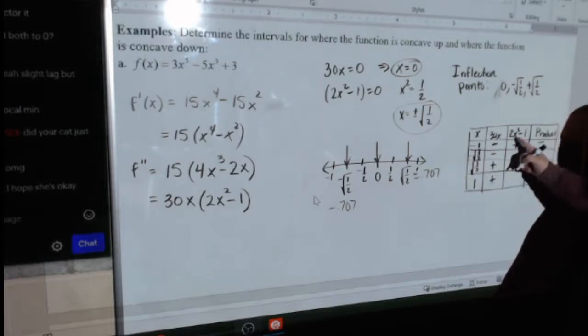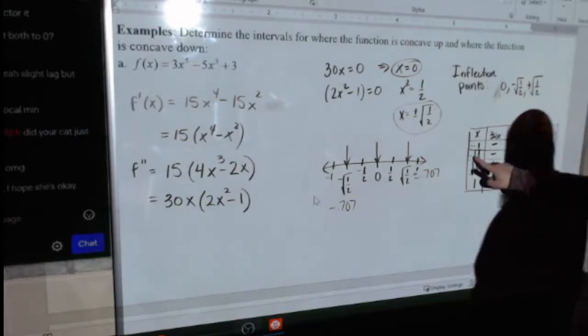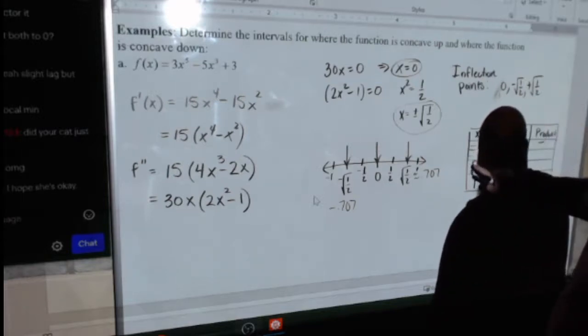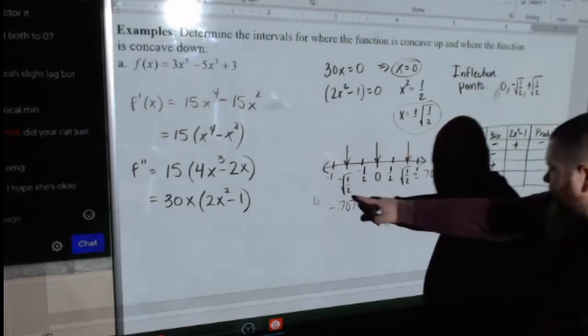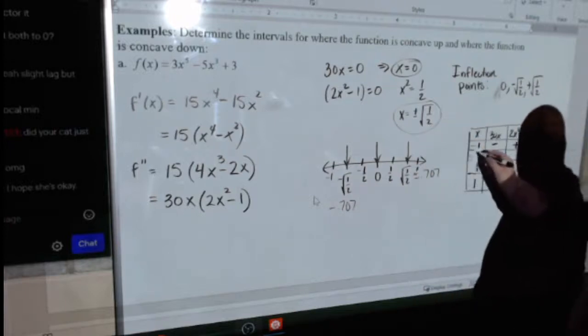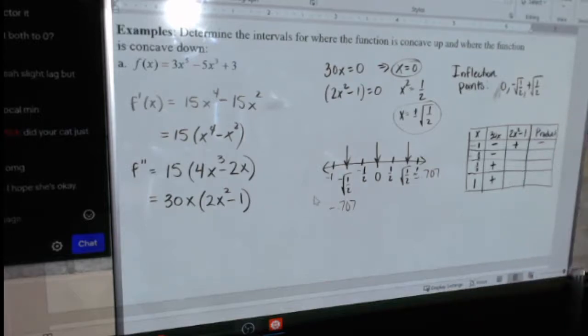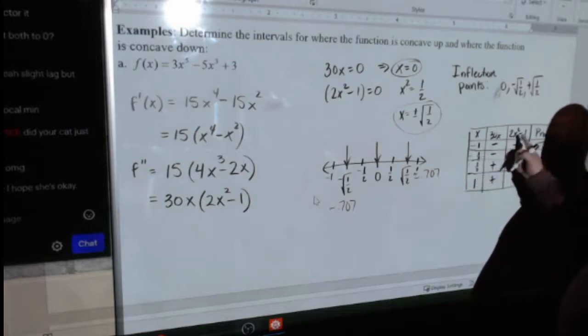Plug in a negative 1/2. Well, I square the square root, I get 1/2. 2 times a half. Oops, I plugged in the roots. I don't want the roots. Darn it. All right, we got 0 again, so don't want to do that. I started to plug in my inflection point instead of the test point. Silly me. I got flustered by the cat. All right. So, sorry. Let's plug the negative 1/2 in there.